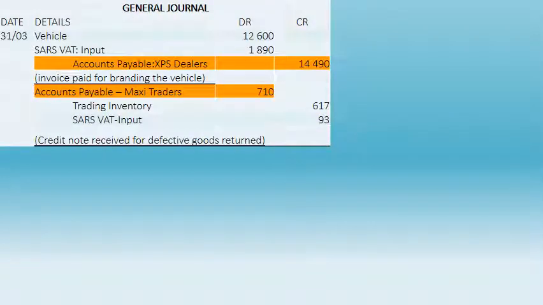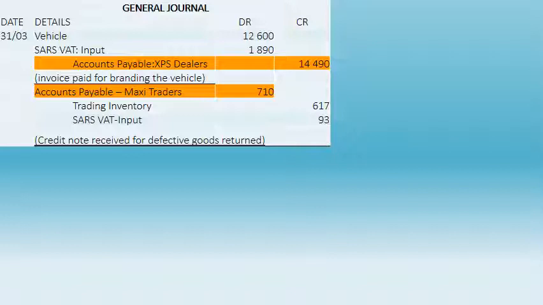At the end of the month, there were source documents omitted from the relevant subsidiary journals. These were captured in the general journal, and the accounts affected were the vehicle account that must be debited with 12,600, SARS VAT that must be debited with 1,890, and the accounts payable XPS Dealers to be credited with a total amount of 14,490, being an invoice paid for branding the vehicle.